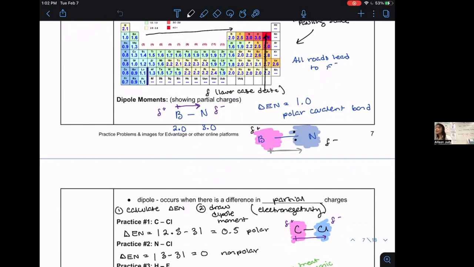Can you have a full region of negativity if you're polar? No, because that requires a full electron transfer. You're still technically sharing, just not well.